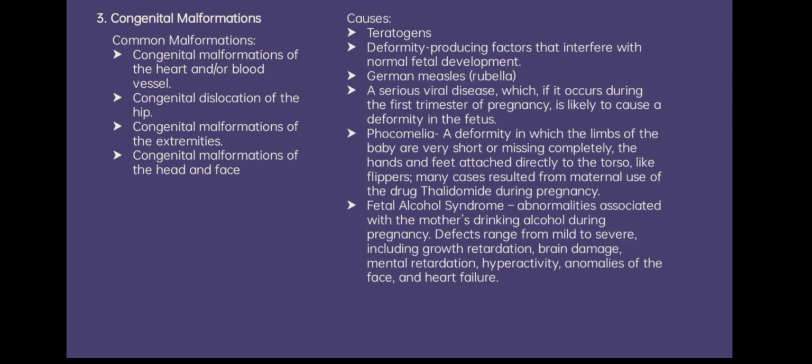So, what is the cause? Teratogens, deformity-producing factors that interfere with normal fetal development. German measles or rubella, a serious viral disease which occurs during the first trimester of pregnancy, is likely to cause a deformity in the fetus.